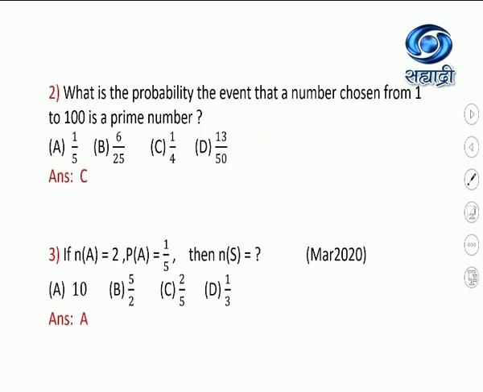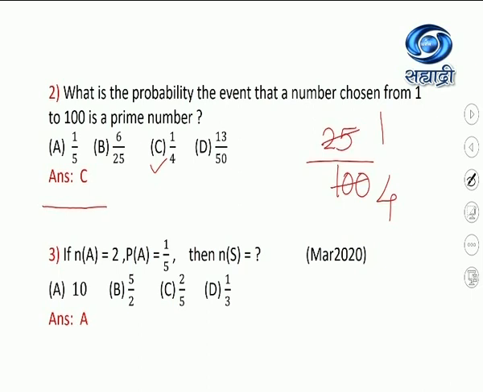Now next one, what is the probability of the event that a number chosen from 1 to 100 is a prime number? So children, you must prepare prime numbers, odd numbers, even numbers, so you all should know this. In the numbers from 1 to 100, there are 25 prime numbers. So n of A is 25 and n of S is 100. So 25 ones are 25, 25 fours are 100. So option C is my option, therefore I have written option C.